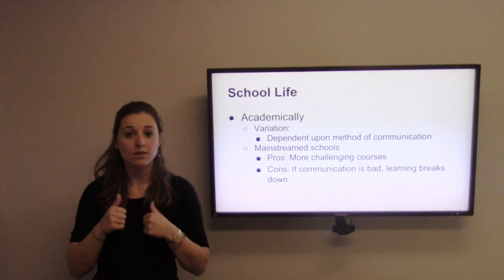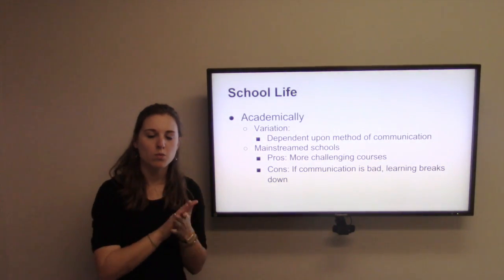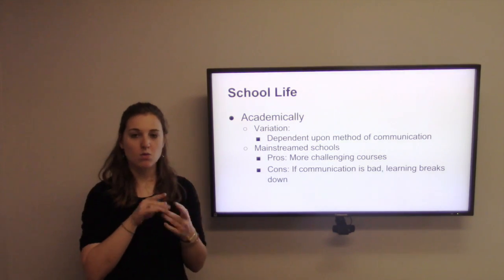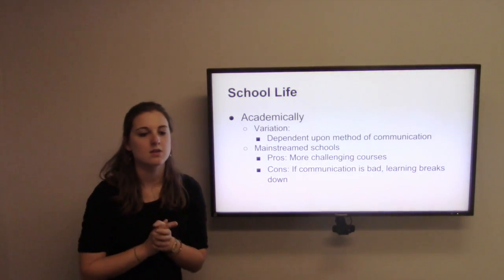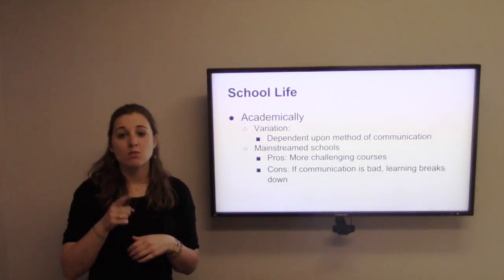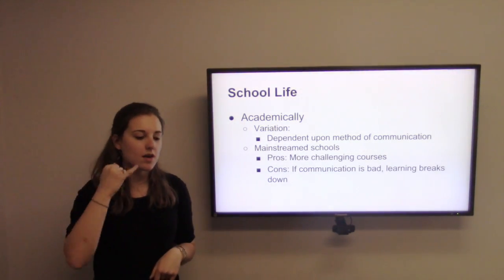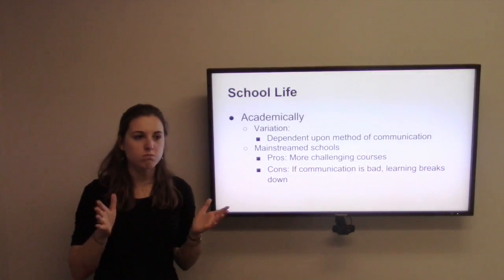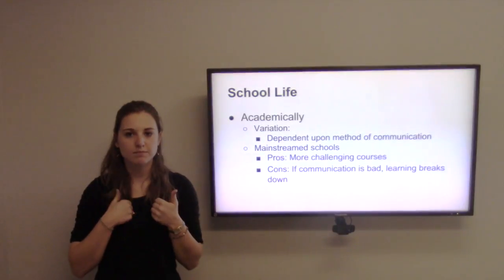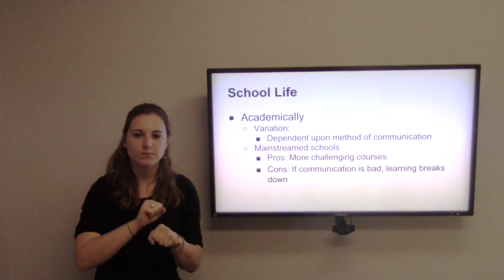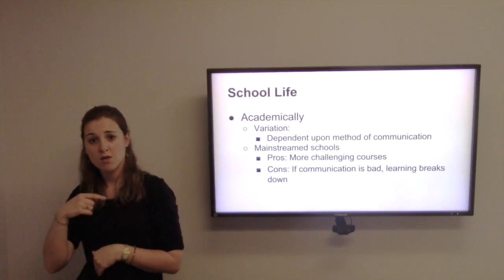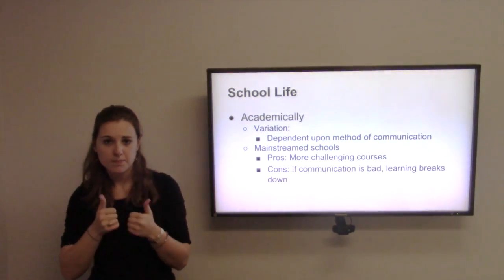At school, their lives are impacted both socially and academically. Academically, the ability to do well depends on the ability to communicate well. There's a variation. If the school promotes sign language, they tend to do better. When deciding between a hearing school or a deaf school, which one's better academically, it really depends on how well they communicate.